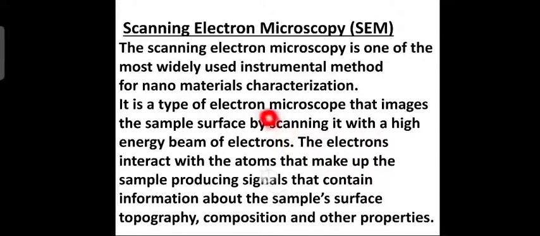Now, what is the summary of this? So, scanning electron microscope is nothing but a type of microscope which will produce images of the sample surface. By which method? By scanning. Now, how does it scan? In this microscope, a high energy beam of electrons is passed, which collides with the atoms of the surface, and then they scan. So, the electrons interact with the atoms and hence they produce signals, and these signals give you the information about sample surface topography, composition and properties.